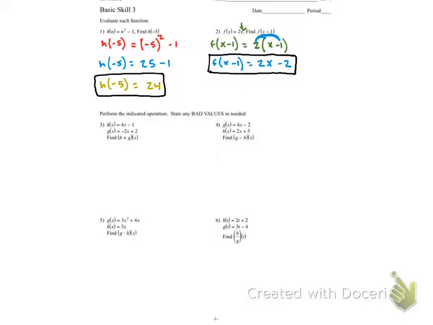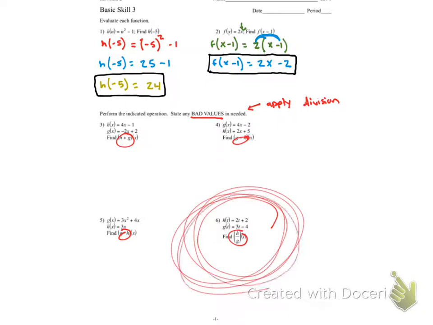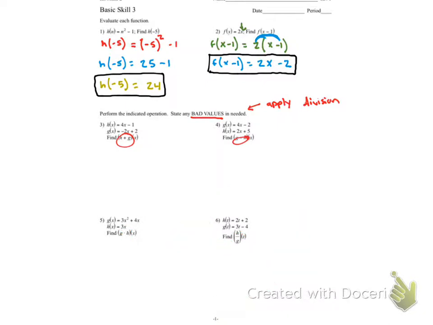For numbers 3 to 6, we need to perform what it tells us to do: addition, subtraction, multiplication, and division, and state any bad values. Bad values apply to division. If you look, this is addition, subtraction, multiplication, division. That's where you're going to need to state what our bad value is. But let's go ahead and start on number 3.